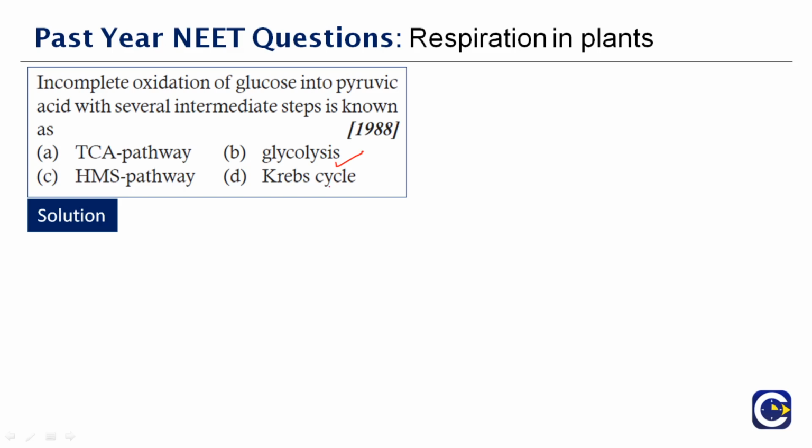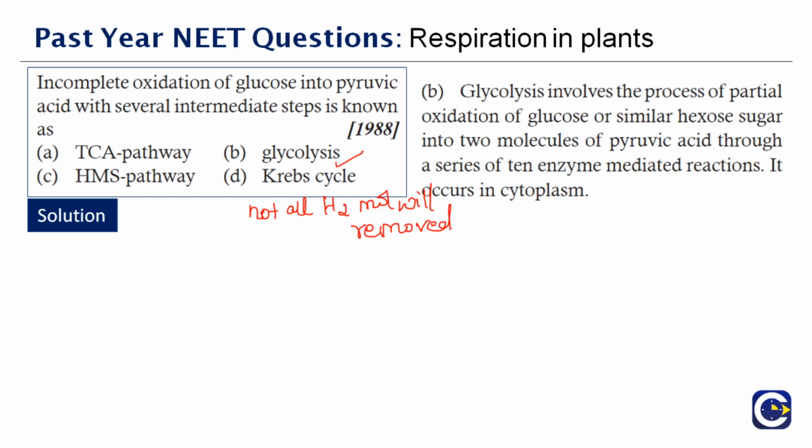What do you mean by incomplete oxidation? It is partial oxidation, right? The oxidation is not completed, so that is what is called incomplete oxidation. In this incomplete oxidation of glucose, not all hydrogen molecules will be removed. That is the meaning of incomplete oxidation. The correct answer is glycolysis.